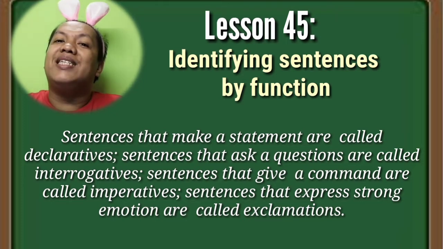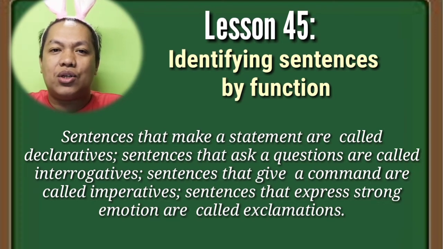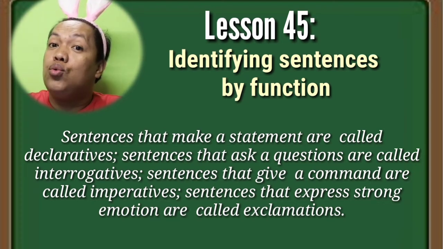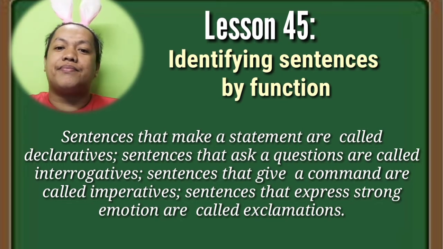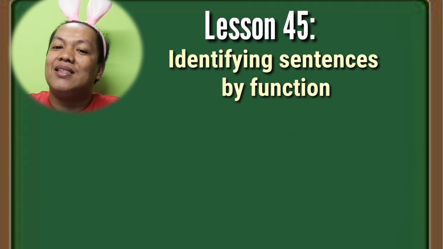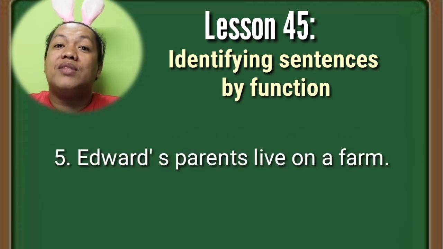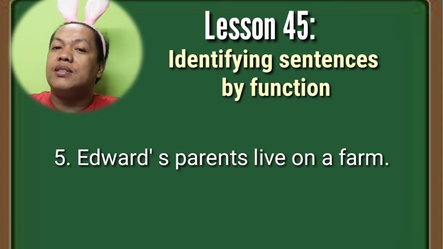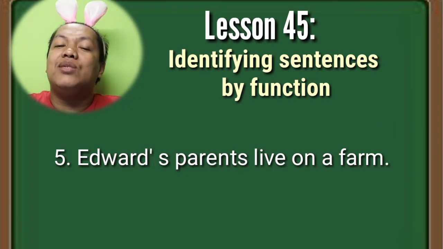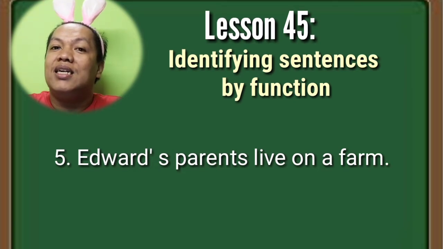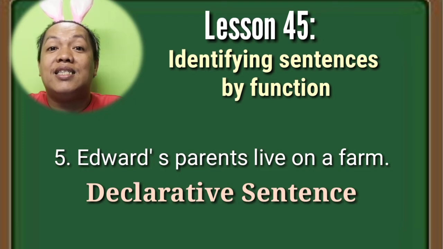Now, for you to understand better the topic that I'm discussing for today, here are a few more examples. Look at your screens, everyone. Fifth sentence: Edward's parents live on a farm. Take note, the last part of the sentence has a period. If the sentence ends with a period, therefore the sentence is declaring a statement or a fact. Sentence number 5 is a declarative sentence.